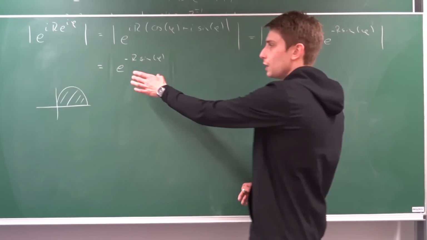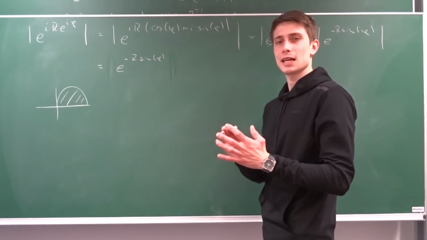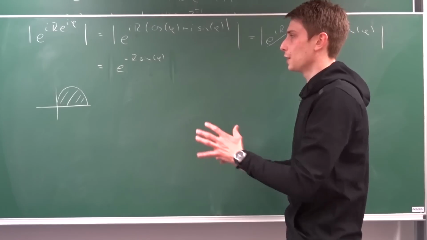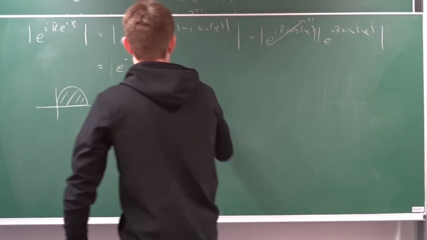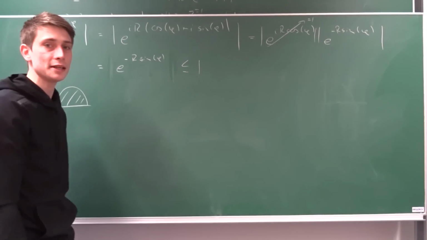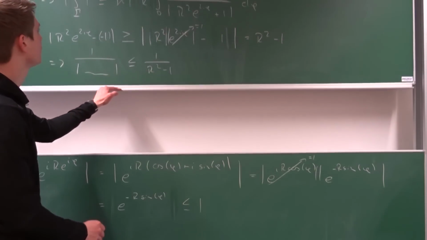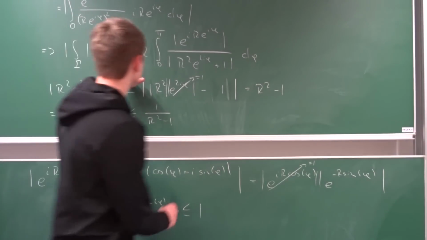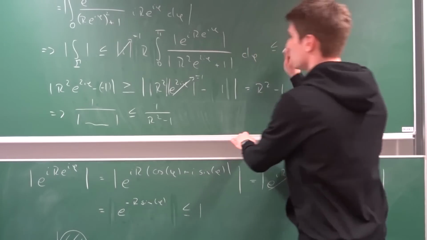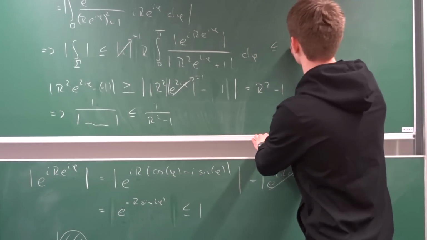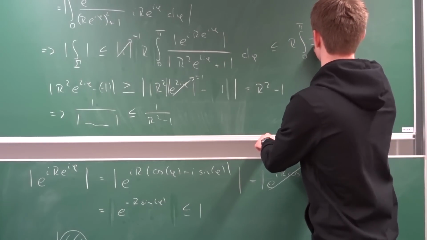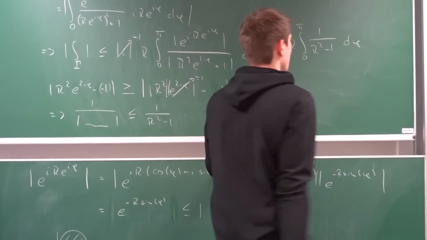Well, we have e to the minus something, and r is getting arbitrarily huge. That means this is going to be less than or equal to 1. So that's our bound for this function right here. And now we can conclude that this whole estimation is less than or just equal to, it doesn't matter, r times the integral from 0 to pi of, so this is just going to be 1, and this is going to be r squared minus 1 d phi.